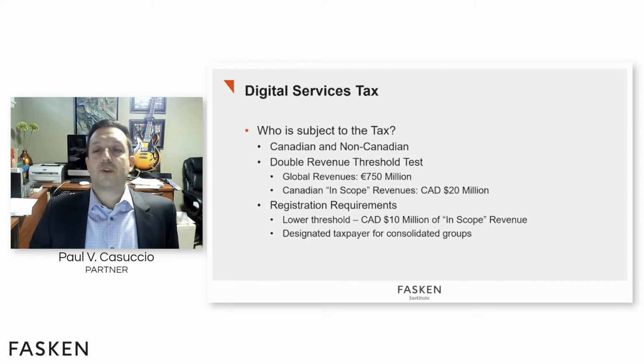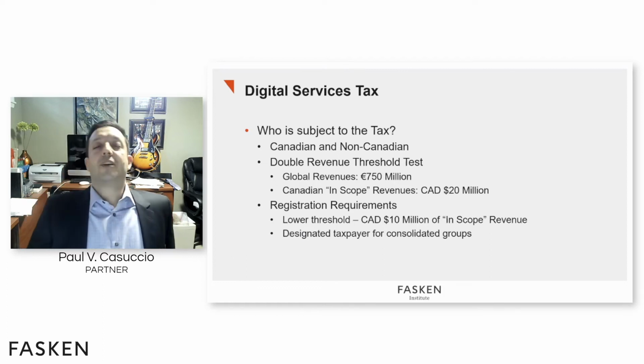As you're going to see throughout this presentation, I suspect there's going to be a lot of gray area in the application of the legislation. And so I suspect there's going to be a lot of room for Canada Revenue to take issue with how the in-scope revenues are being determined. Now, it's important to note that the threshold test and the registration requirements are actually done on a consolidated basis. What this means is that when applying the thresholds, all of the revenues of a consolidated group need to be added together to determine whether the thresholds have been surpassed. And for those consolidated groups where that threshold has been surpassed, that group is going to be entitled to designate a single taxpayer to register for and to comply with the tax.